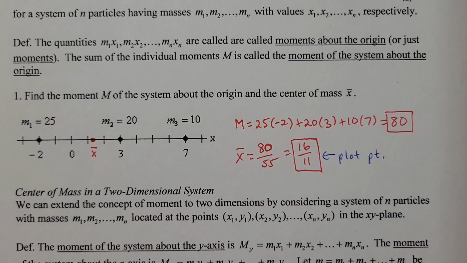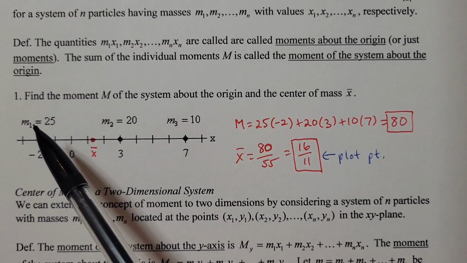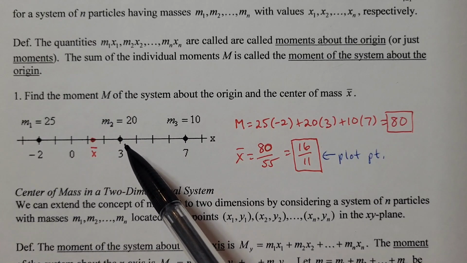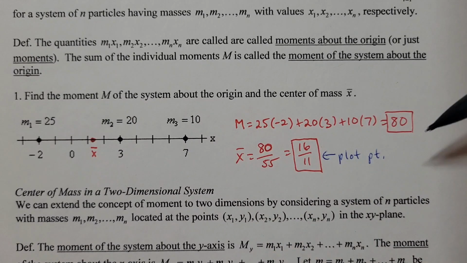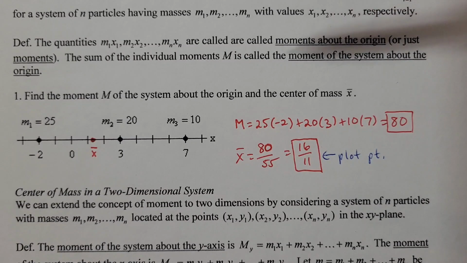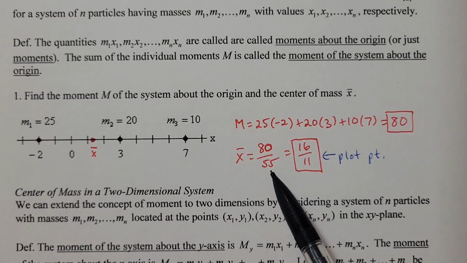Problem 1 here says find the moment, capital M, of the system about the origin and the center of mass, x bar. Okay? Well, to get the moment of the system, I'm taking each x value times the mass. Okay, so -2 times 25 plus 3 times 20 plus 7 times 10. And that gives me 80, it looks like. Okay, that'd be the moment of the system about the origin, is what we call it. Okay, and then the center of mass, x bar, is where I take the moment of the system about the origin divided by the total mass in the system. So if I take 25 plus 20, that's 45, plus 10 is 55. That's the denominator. 80 divided by 55, that's going to reduce.